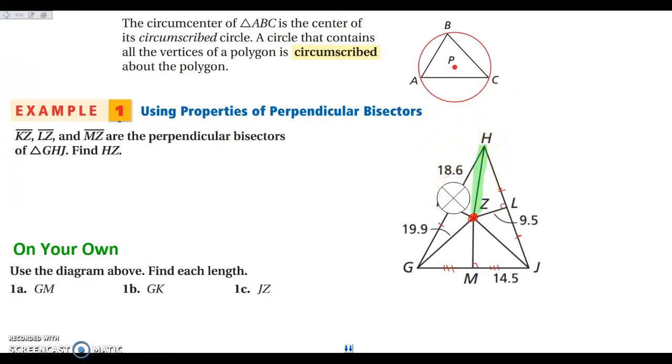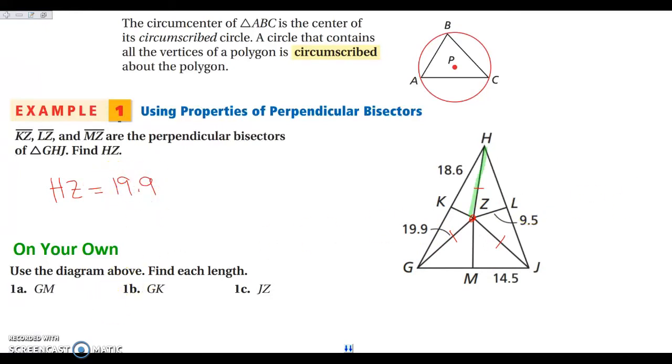All right, I'm going to erase these little extra marks. Didn't mean to do that. Right there. Okay, so I know that the distance from the circumcenter to each vertex of my triangle is going to be congruent. So all three of these are going to be the same length. That means that HZ is going to be the same length as GZ, which is 19.9.